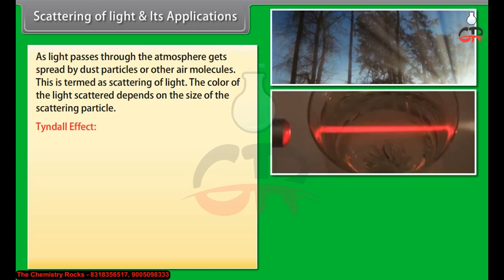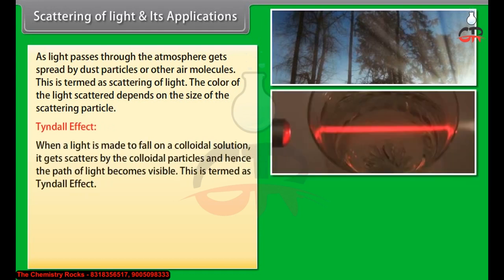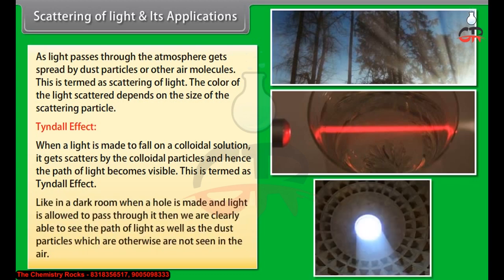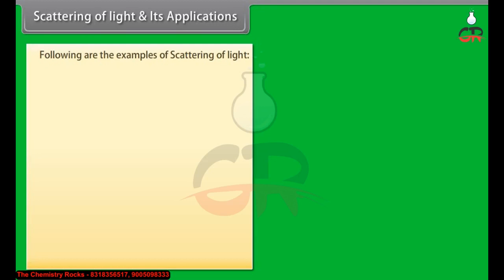Tyndall effect. When a light is made to fall on a colloidal solution, it gets scattered by the colloidal particles and hence the path of light becomes visible. This is termed as Tyndall effect. Like in a dark room, when a hole is made and light is allowed to pass through it, then we are clearly able to see the path of light as well as the dust particles which otherwise are not seen in the air. Following are the examples of scattering of light.